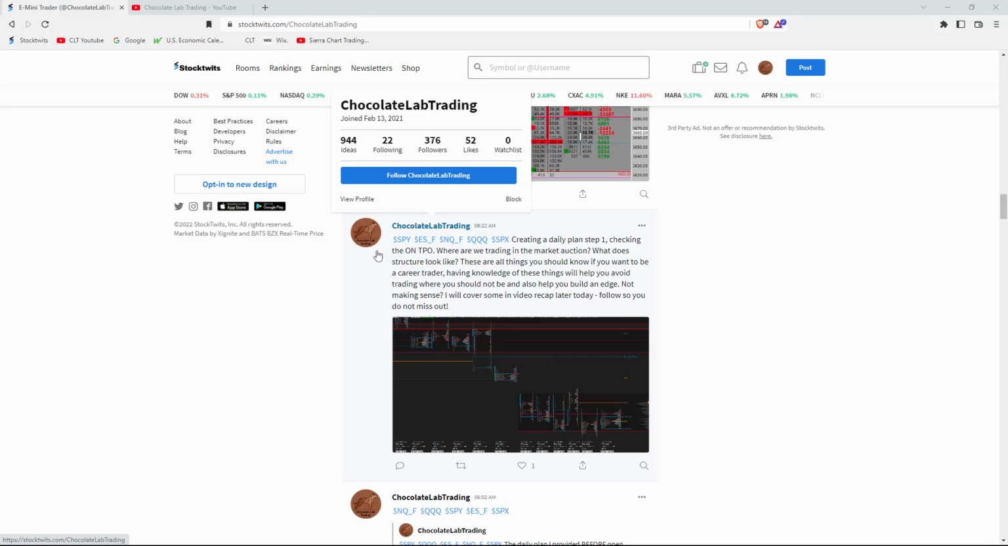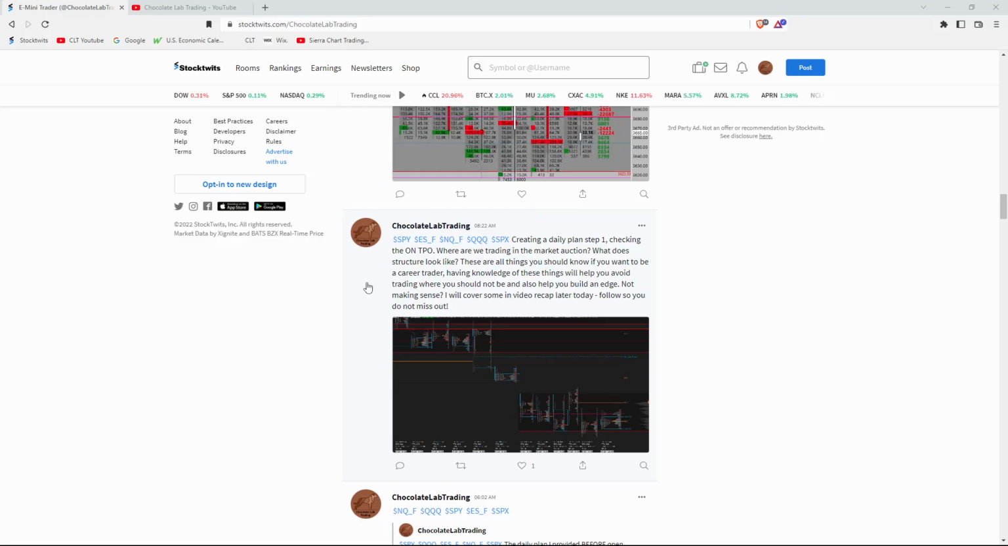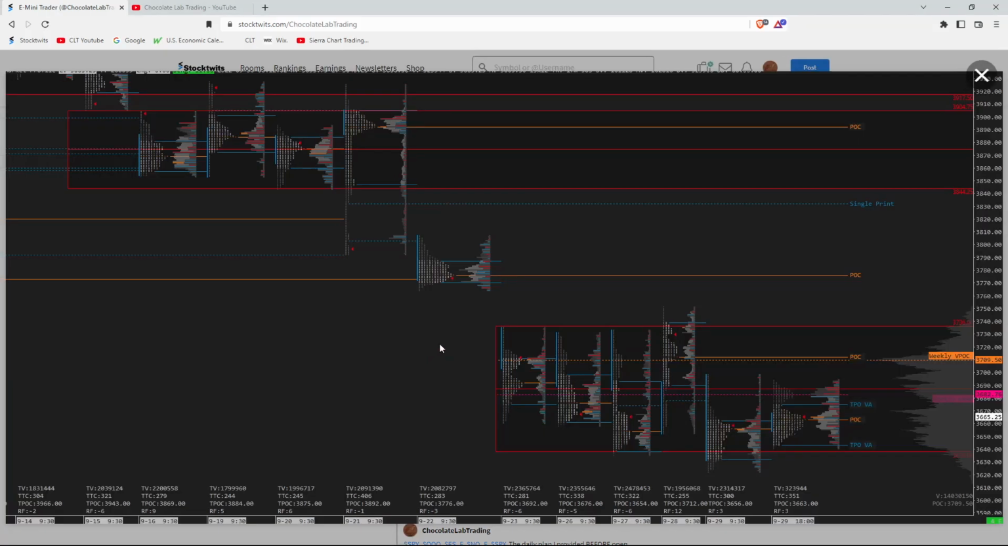Alright, creating daily plan step 1, checking the overnight TPO. Where are we trading in the market auction? What does structure look like? These are all things you should know if you want to be a career trader. Having knowledge of these things will help you avoid trading where you should not be and also help you build an edge. Not making sense? I'll cover some here.